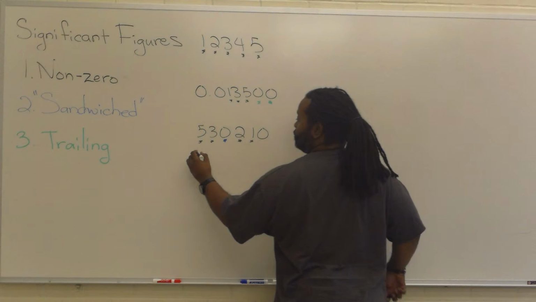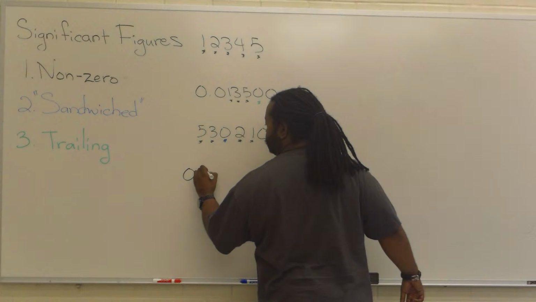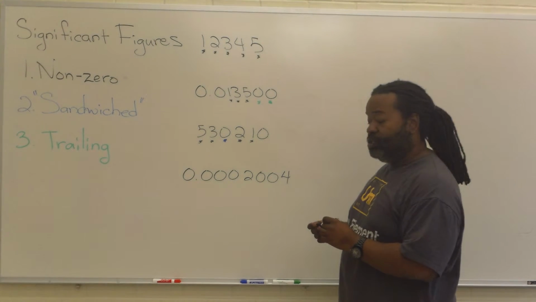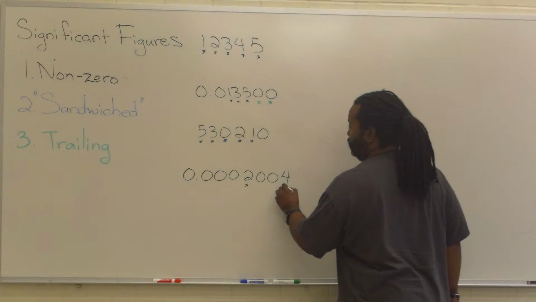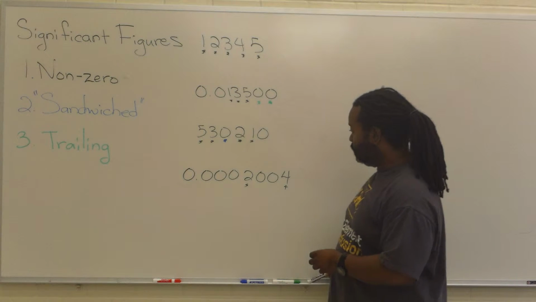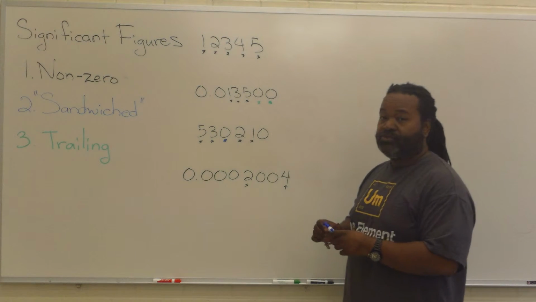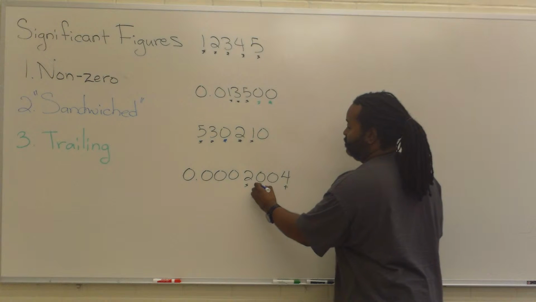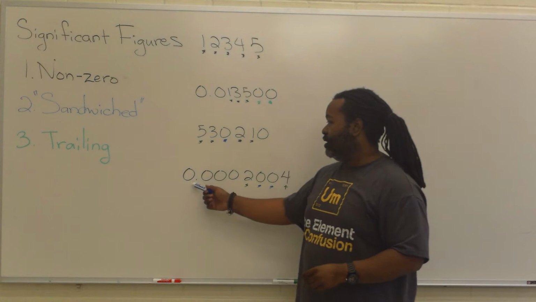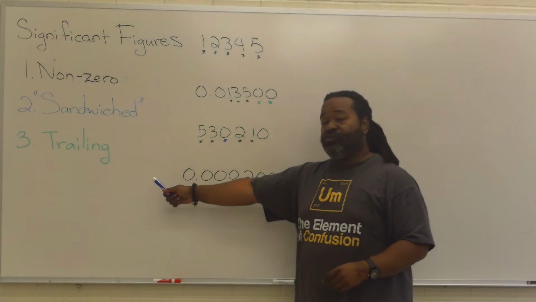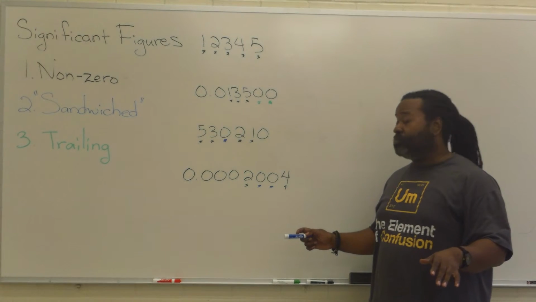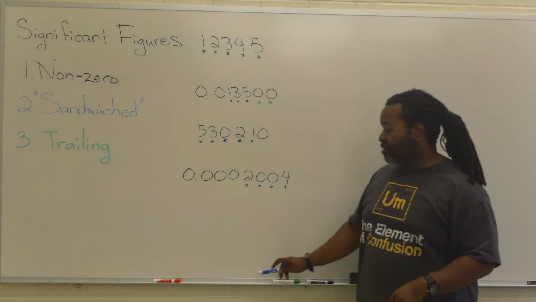Next, let's try something that takes us even further out. 0, 0, 0, 2, 0, 0, 4. And so in this case, the 2 and the 4 are sig figs based on rule number 1. I can pick up the blue marker for our sandwich rule. We have 1, 2 here, and there are no trailing zeros after this decimal. These leading ones do not count. Since there are no trailing ones, we have no additional sig figs based on rule 3. So we have 4 here.